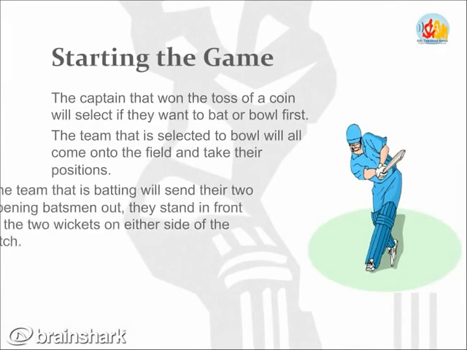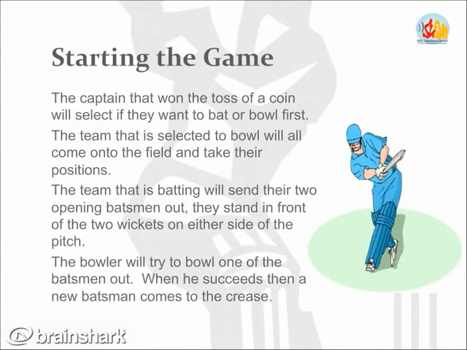Starting the game. The captain that won the toss of the coin will select if they want to bat or bowl first. The team that is selected to bowl will all come onto the field and take their positions. The team that is batting will send their two opening batsmen out. They stand in front of the two wickets on either side of the pitch. The bowler will try and bowl one of the batsmen out. When he succeeds, then the new batsman comes to the crease.